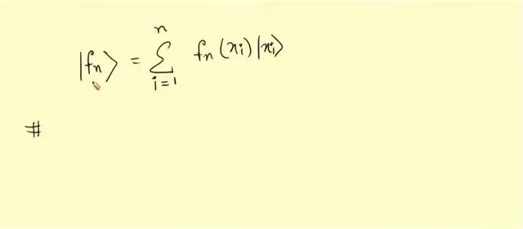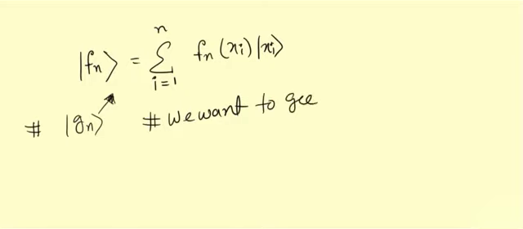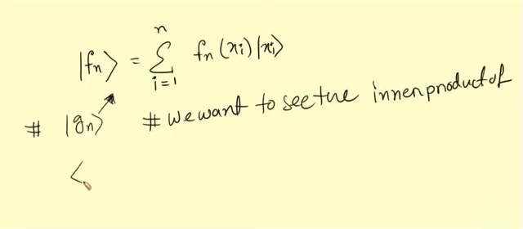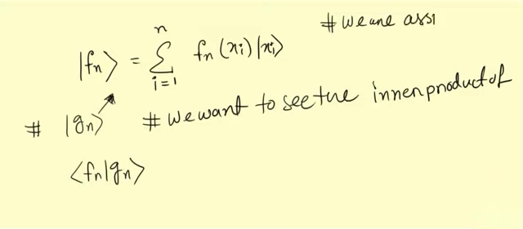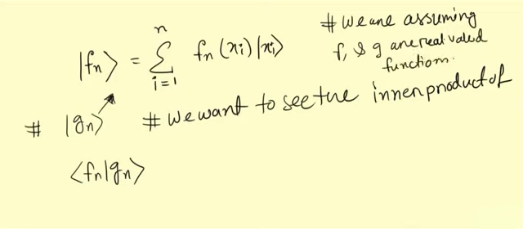Next, let's say we want to work like this, and let's take another function g of n, which is similar to this. That is, we take another function and we cut it into n pieces, and we want to see the inner product. We want to see, sorry, the inner product of f of n, g of n. So far we are also considering that these functions are real valued. So let's write it down that we are assuming f and g are real valued functions. And we'll take the general case a bit later.